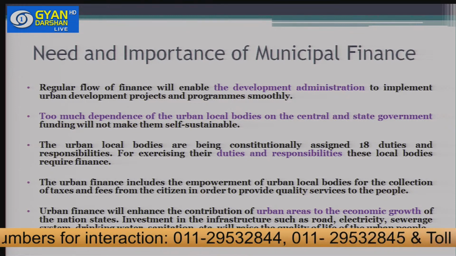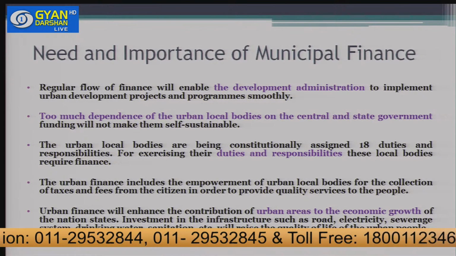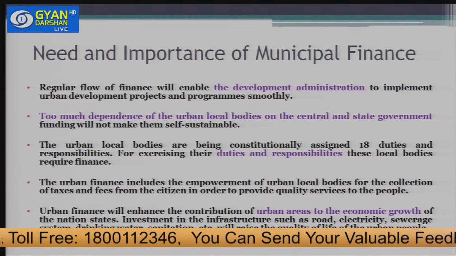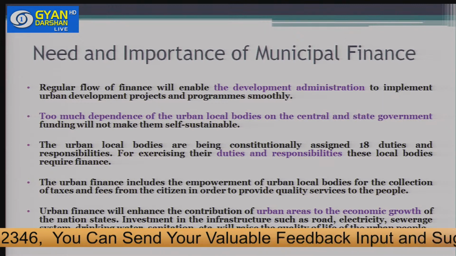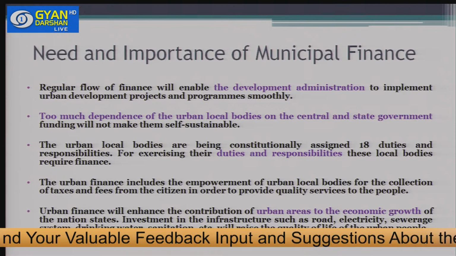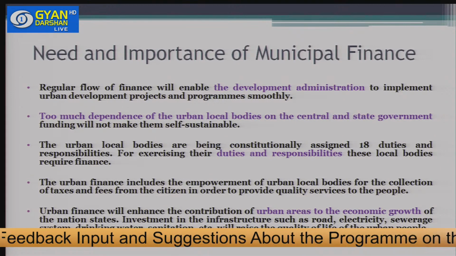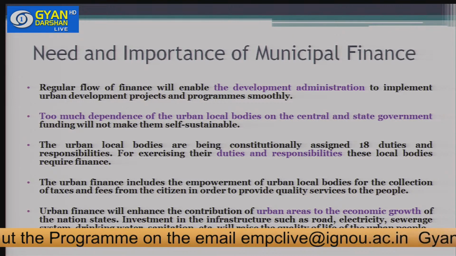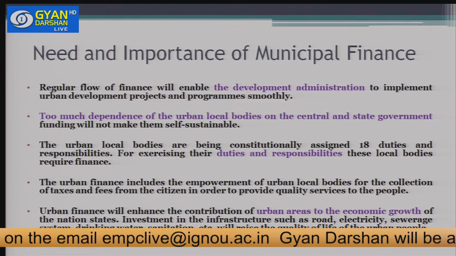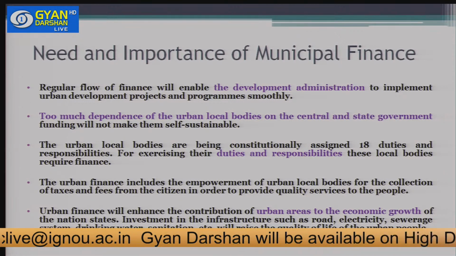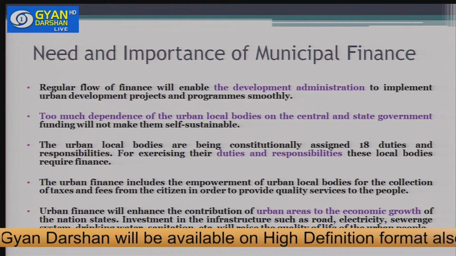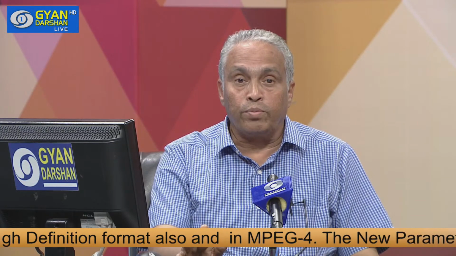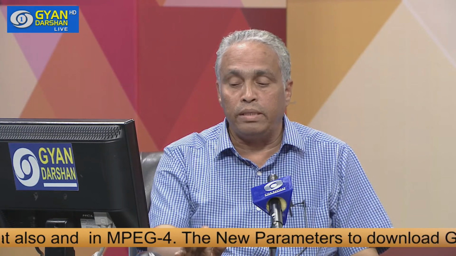And moreover, urban areas contribute 63% to our GDP. Because 35% of the people live in urban areas, but if you see the contribution of the urban areas to the GDP, it is 63%, and it has been estimated that by 2030 the contribution of urban areas to the GDP will increase to 75%. So for economic growth and development, smooth financing to the urban local bodies is very, very important.